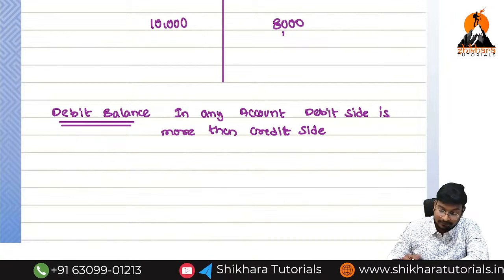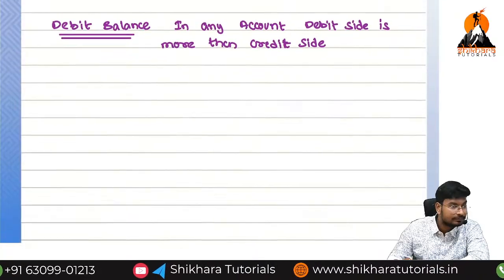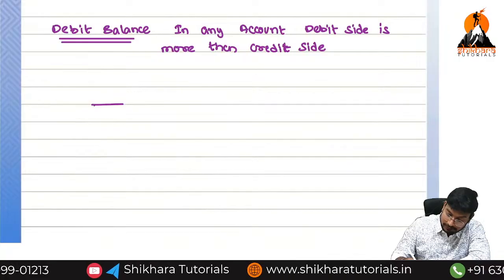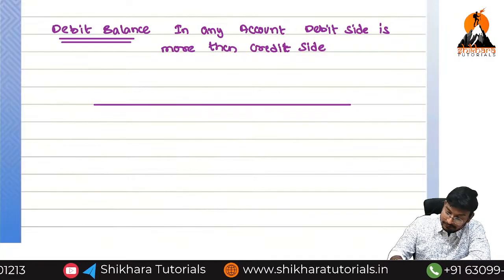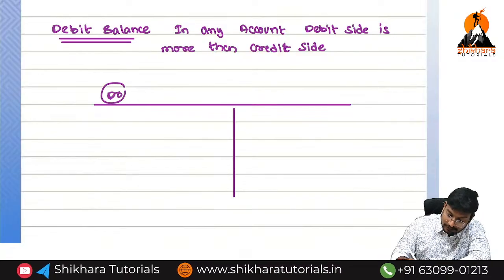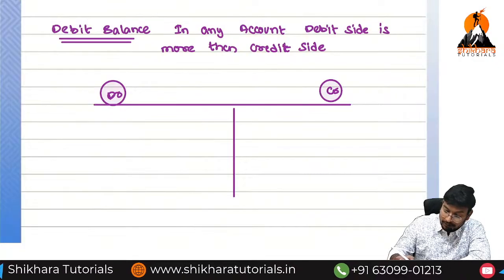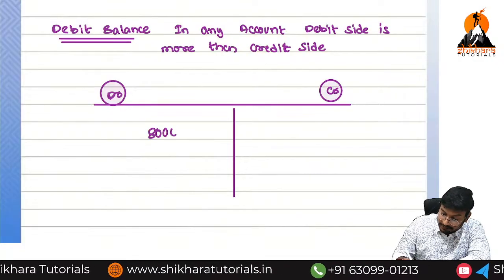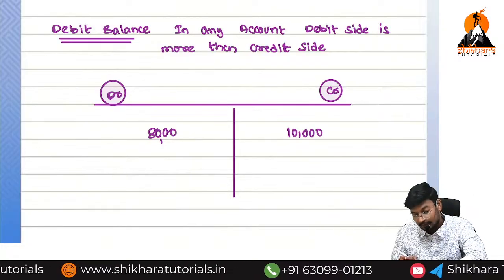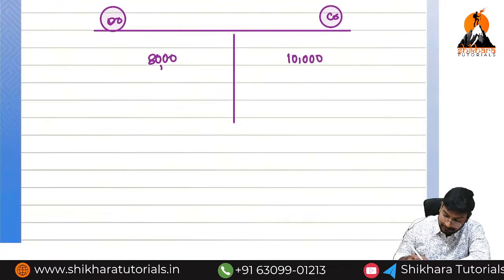Debit balance. Then what is the meaning of credit balance? Credit side is more. So what are the examples here? Imagine this is an account, with a debit record and a credit record. Now we have 8,000 on the debit side and 10,000 on the credit side. Which side is more? Credit side is more. What is the meaning of credit balance?